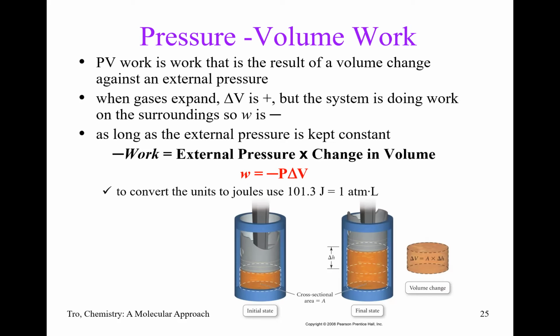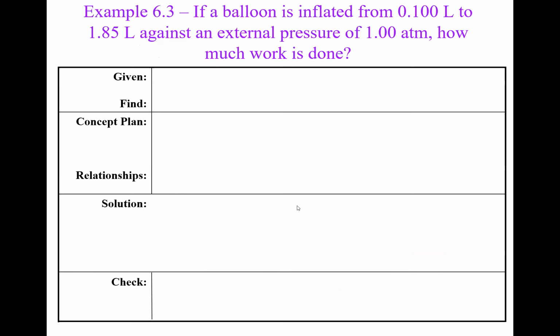And here's just another unit conversion, but again, I won't put one of these on the test. It's just covering it here. And then it shows you one sample problem. All right, if a balloon, we'll just cover it. I'm not putting this on the test, but we'll just cover it since it's in here. A balloon is inflated from 0.1 liters to 1.85 liters against an external pressure. It even mentioned it here, external pressure of 1 atmosphere, how much work is done.